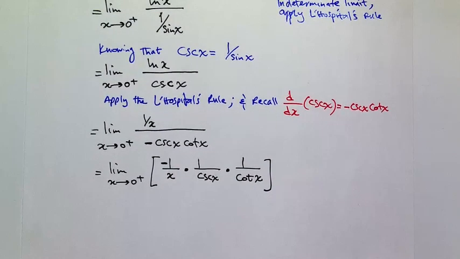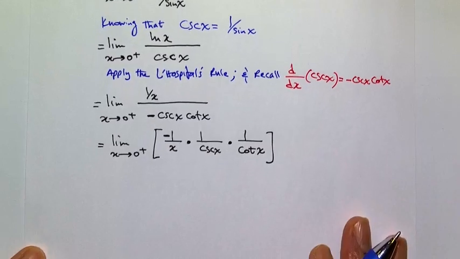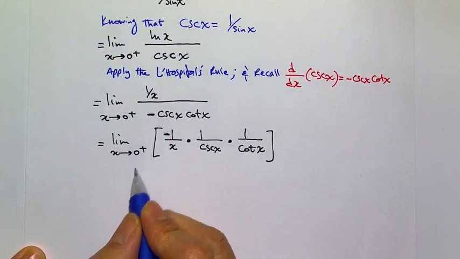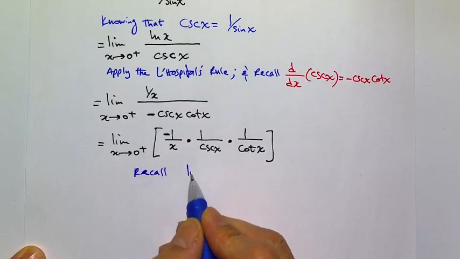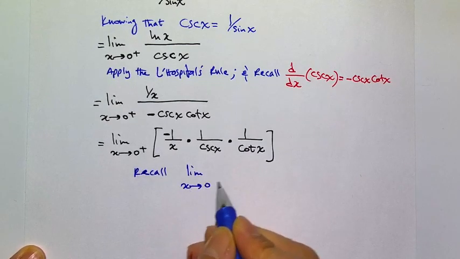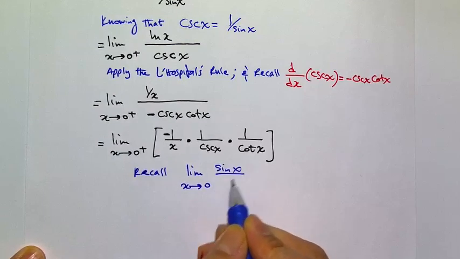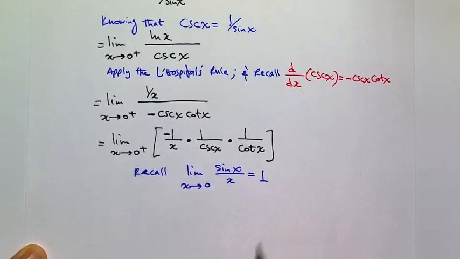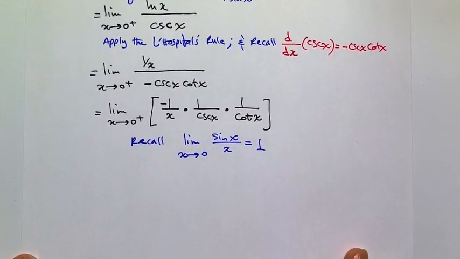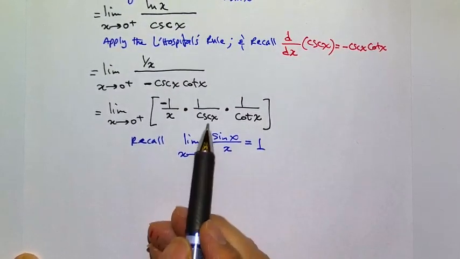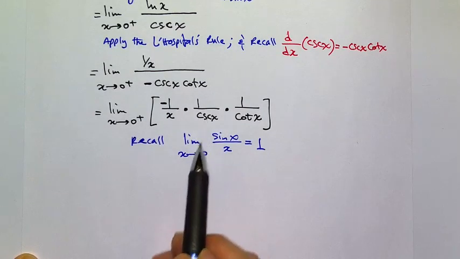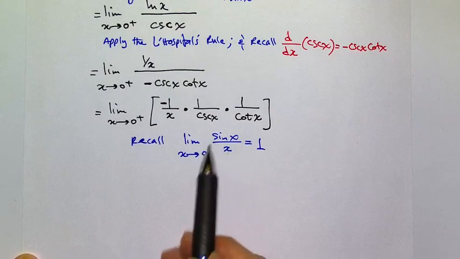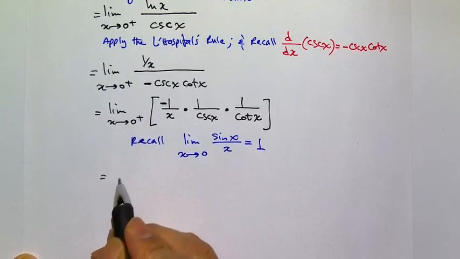And recall something that we made use of in the previous example, again, it comes up here. Recall that the limit as x goes to 0 of sine of x over x is equal to 1. Remember that. And this came up in the previous example. So we're going to substitute. If we replace cosecant of x with 1 over sine of x, then it'll become apparent why we need this. So let me do that.